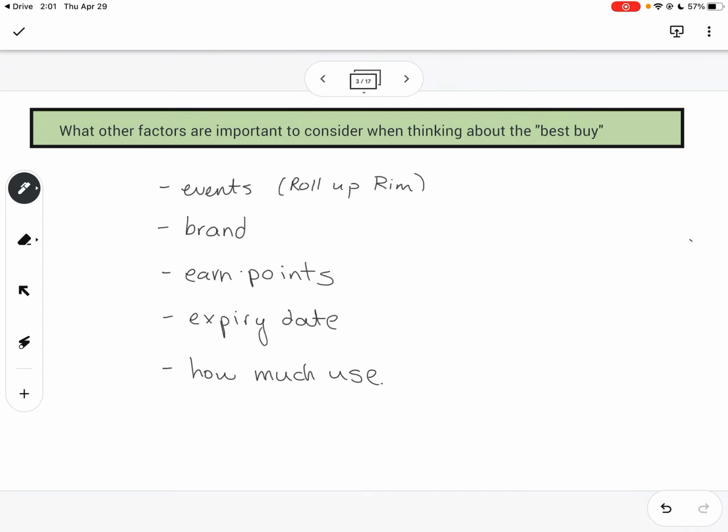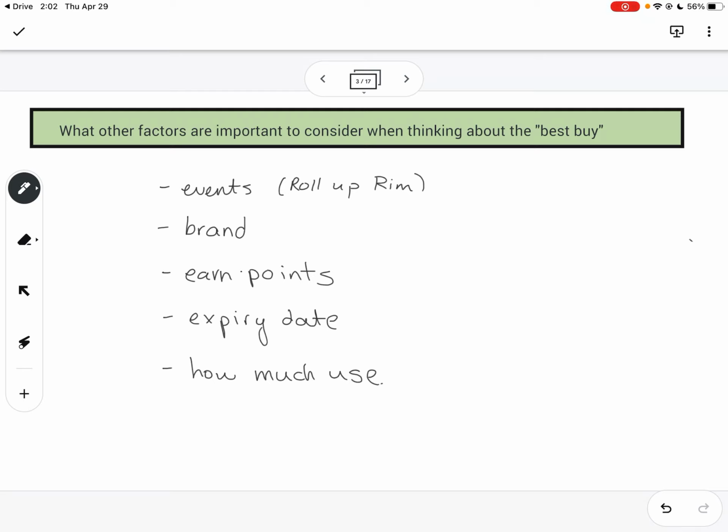Right? If you have the option to buy 15 liters of milk more cheaply than you can buy 1 liter of milk, but the expiry date is tomorrow, that's a lot of milk to use up in one day. It's difficult to make that go bad or to use it before it goes bad, which is important to think about in real life when you're thinking about the best buy for your particular situation.